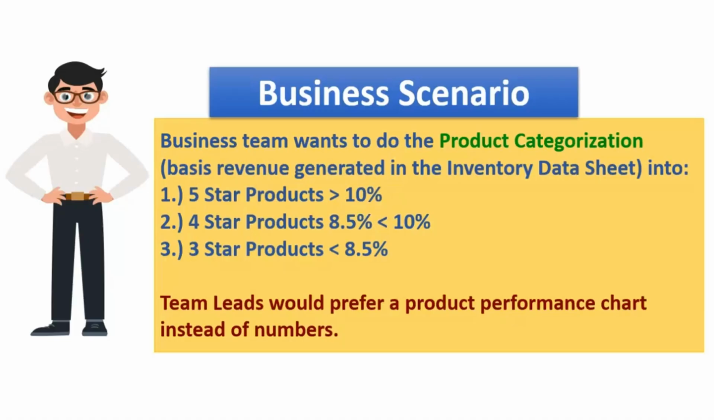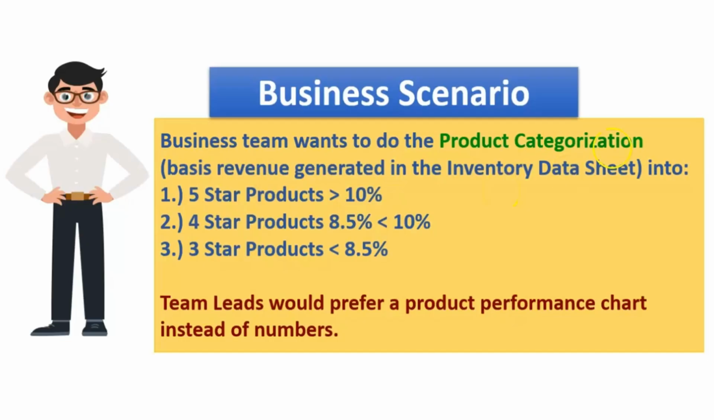The products for which the percentage revenue generated lies between 8.5% to 10%, such products will be categorized under 4-star products. For the products which have revenue generated percentage less than 8.5, all such products will be categorized under 3-star products category. Here, the team leads would prefer a product performance chart instead of just plain numbers.